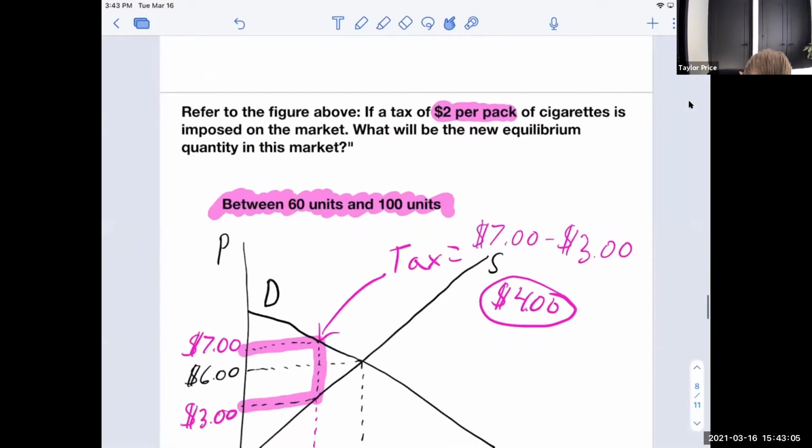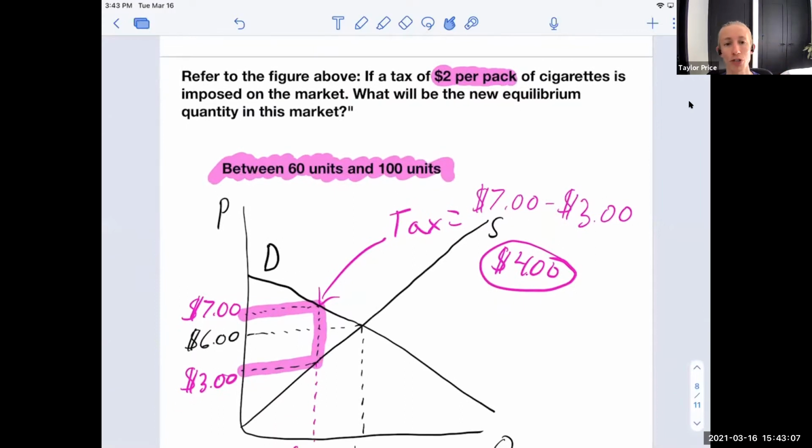Okay. And then another question was asking about, so basically you have this figure and there's a tax of $2 per packet that's imposed in this market. So what will the new equilibrium quantity be in this market?